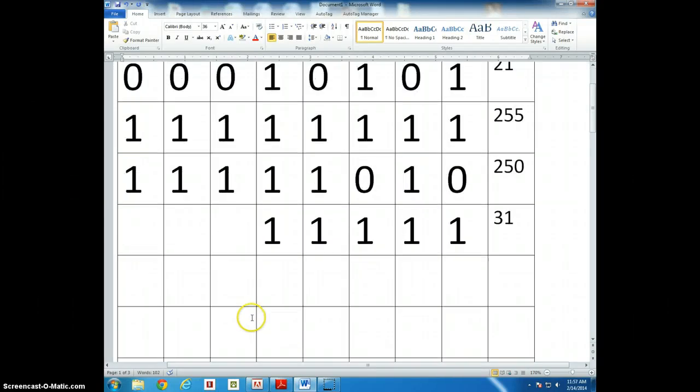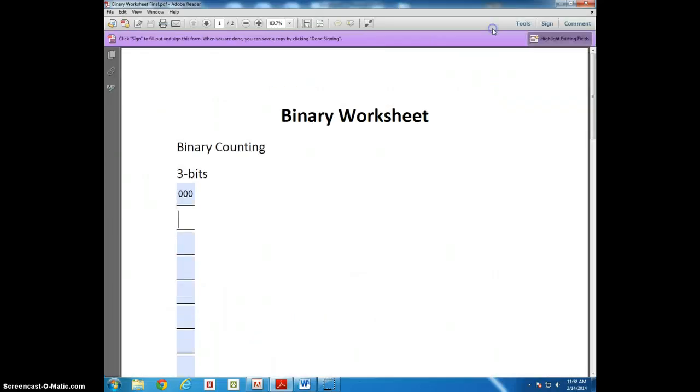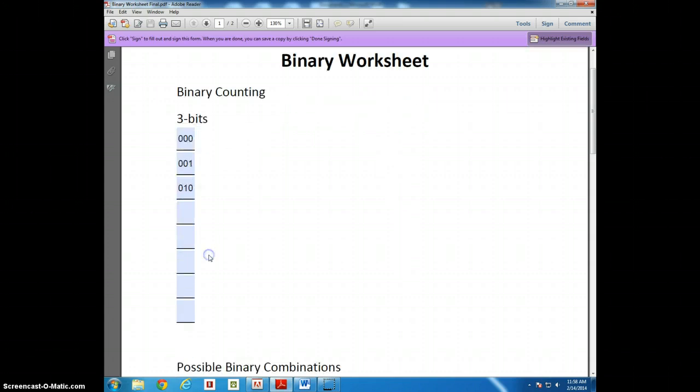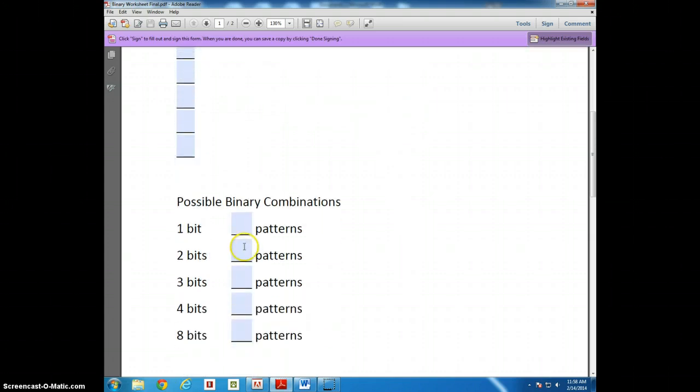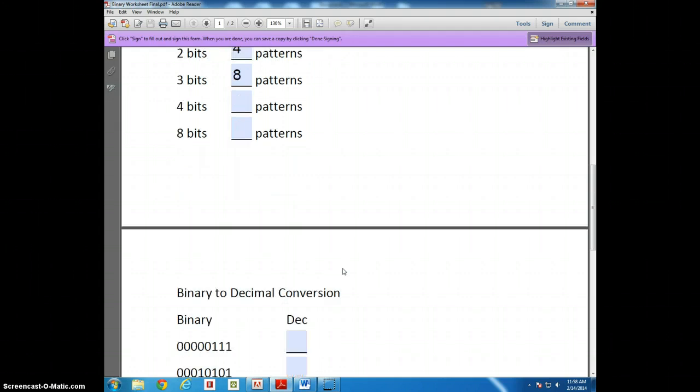All right, just taking a quick look at the binary worksheet here. I guess we just did the answer for that. 0, 0, 0, 0, 0, 1, 0, 1, 0. Okay, I think that's enough for that one. How many possible combinations in 1 bit? It can either be on or off, so it would be 2, and then 2 bits we double would be 4. Right? And then 3 bits would be 8 possible combinations.